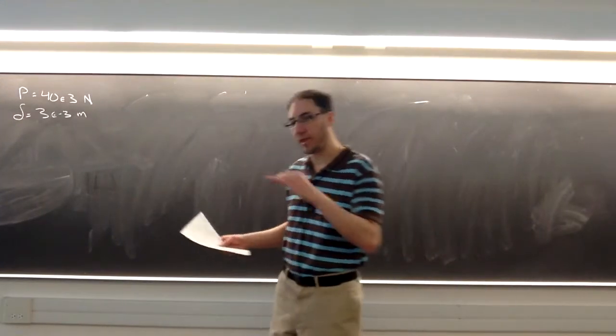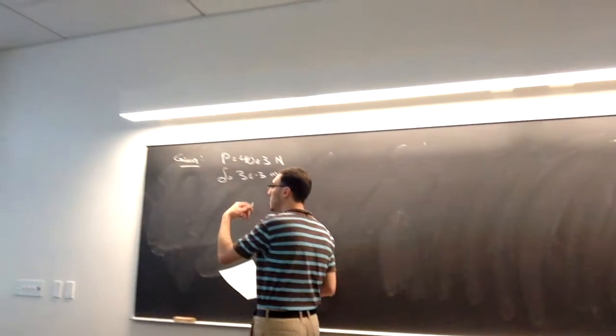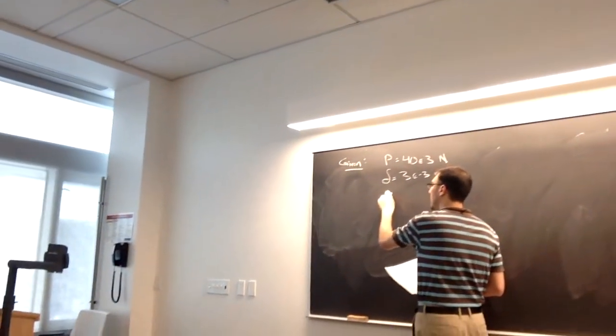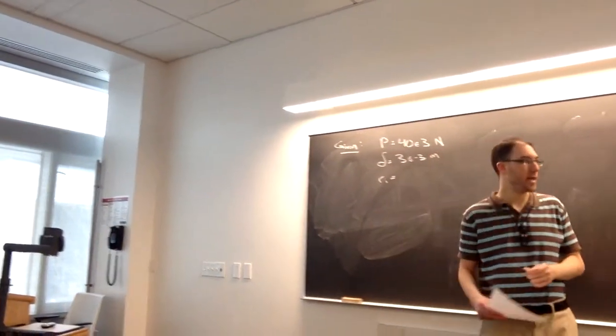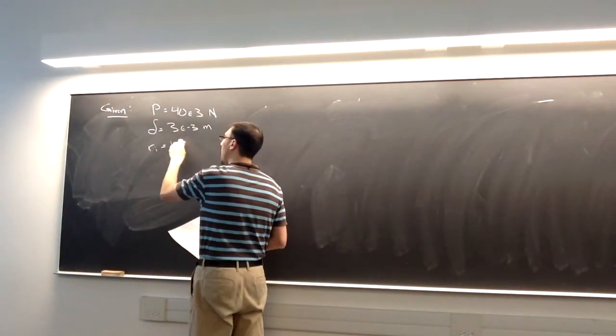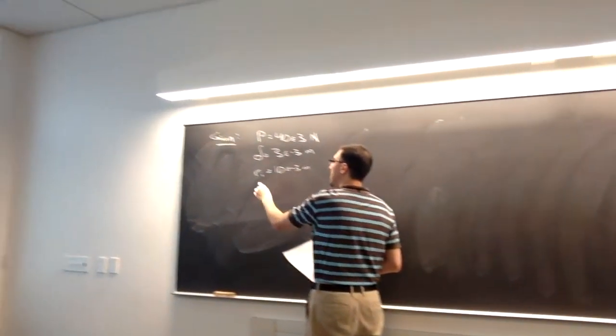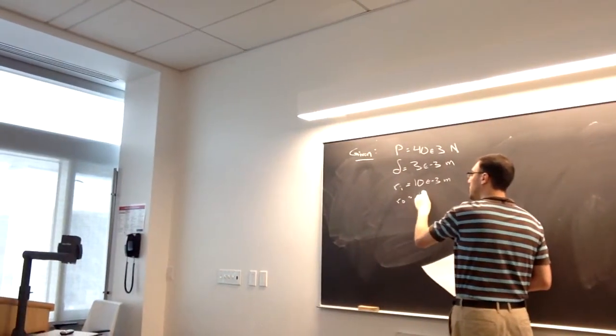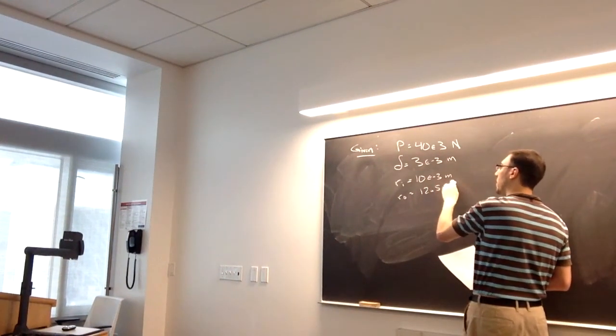I'll start with the things we're directly given. To find the area, we are given the inside radius, which is 10 millimeters. So I'll call that R sub I. And the outside radius was 12.5 millimeters.